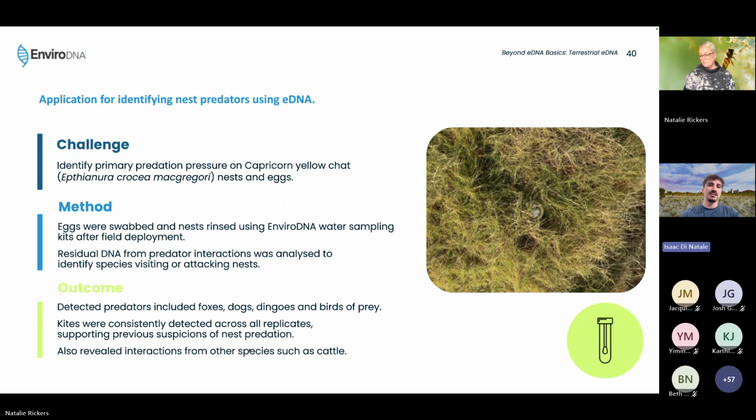So there was also indication of some other incidental interactions from multiple other species in the area, and that included agricultural species such as cows, which pose a trampling risk to those nests.